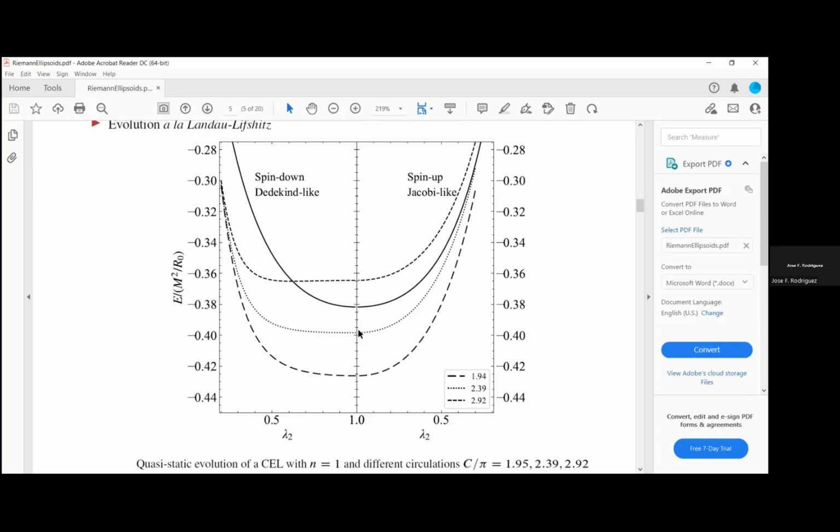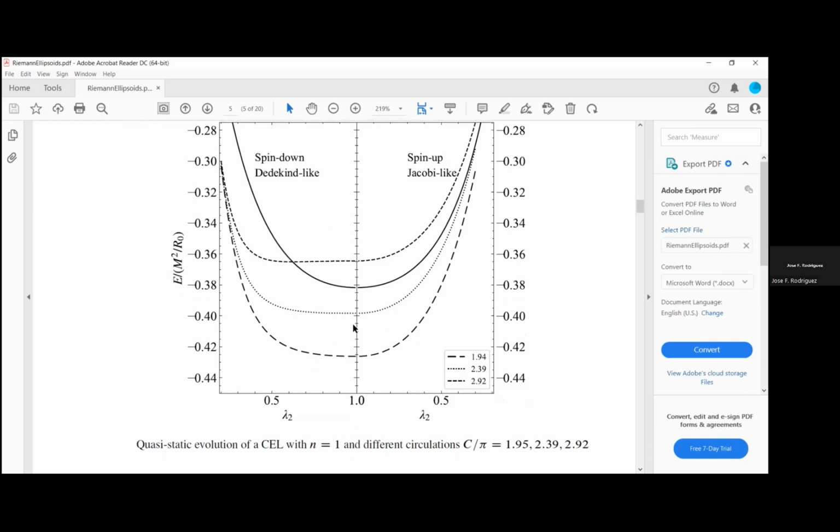Also, in the right part of the plot, we can see the Jacobi-like, and we call it Jacobi-like because they are a spin-up. So as they evolve, they lose angular momentum and energy, but, counterintuitively, they spin up. On the other hand, the Dedekind lines are a spin-down sequence.